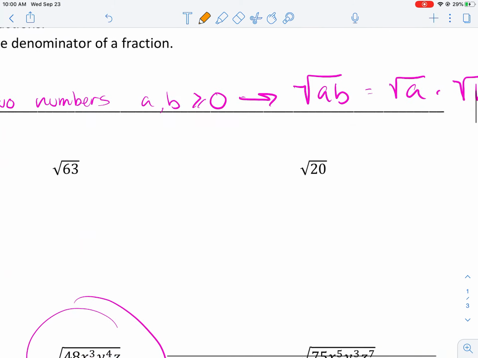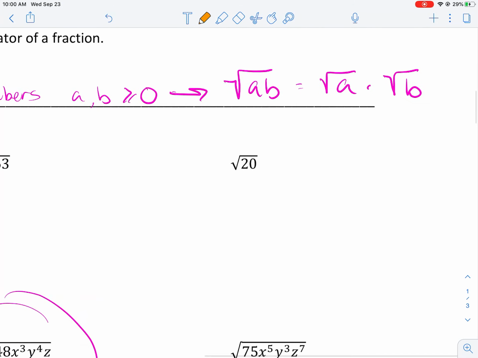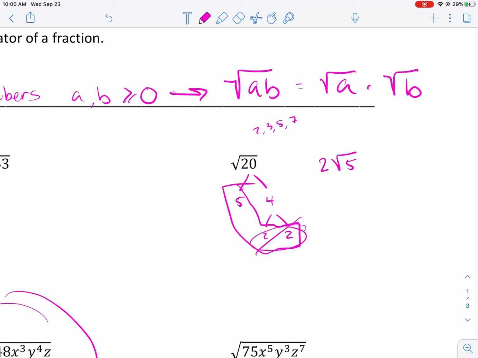Let's go on to the next one. Okay, square root of 20. All right, hockey stick. So I'm going to go 2, 3, 5, and 7. So 5 is the largest that can go in there, which is just 5 times 4. 4 is just 2 times 2. Hockey stick. Bring out a 2. And there's our answer.